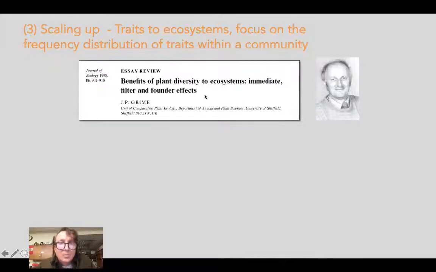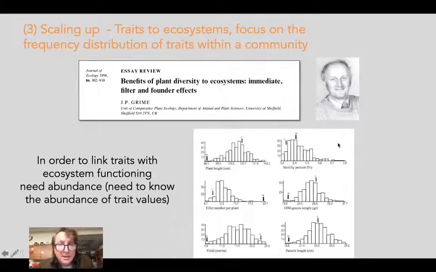Grime's way of linking biodiversity and ecosystem function is not to focus on species diversity per se, but instead to focus on the frequency distribution of traits within a community. According to Grime, the best way to link traits to ecosystem functioning is to know the abundances of these different traits. That is, we need to know which trait is the most frequent in a community, and which trait is the most rare.